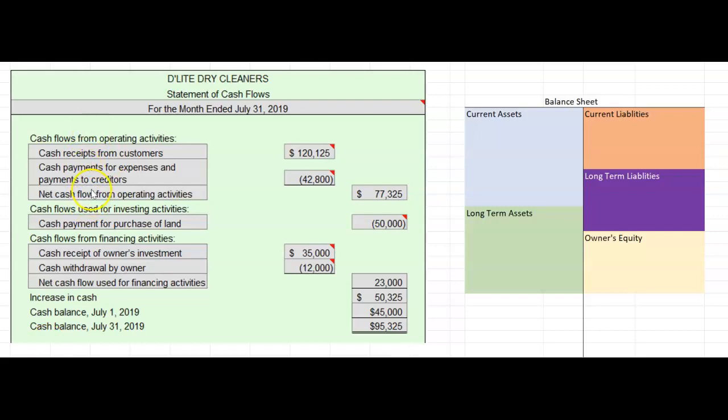So when you look at the statement, you want to think to yourself in the first place that there are three major sections on here. First is cash flows from operating activities. Okay, and look at the names. They've got cash receipts from customers. Those would be inflows, okay? Cash payments to creditors. All right, that's what that is. And then finally, the net cash flow, the net of the two of them.